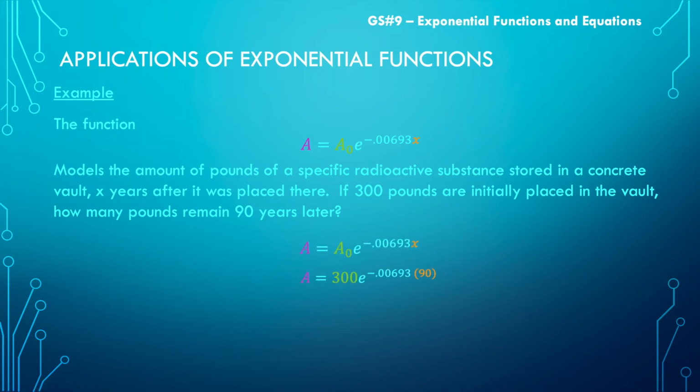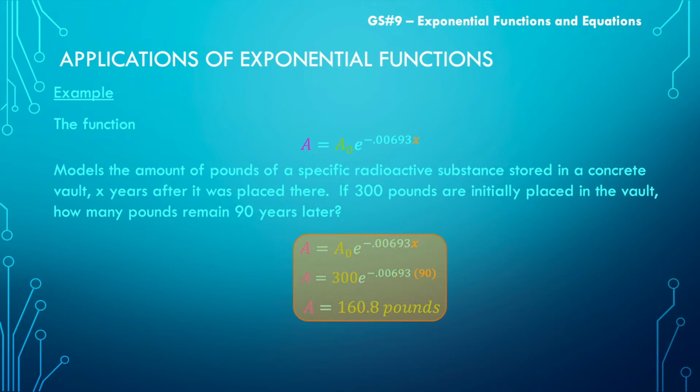So in this case, all we have to do is crunch numbers. I don't have to really solve for anything because all of my variables on the right-hand side have been replaced by values, and I can just use my calculator to crunch this. And when I crunch this, I should get about 160.8 pounds remains after 90 years. Okay, and so this is a real life application of exponential functions. When we have radioactive substances with half-lives, we definitely see exponential functions being modeled there.